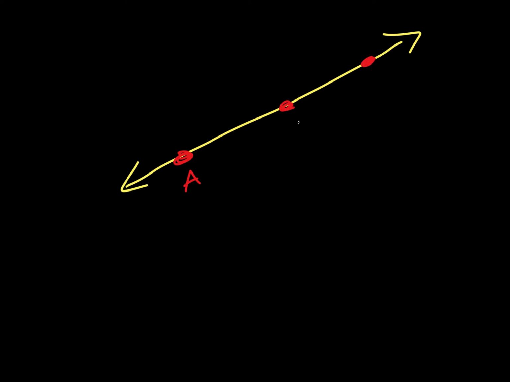Okay, so this time we have a line with points marked A, B, and C. Then we have what's called a center of dilation, and we're going to call that point P. And we are going to dilate by 2.